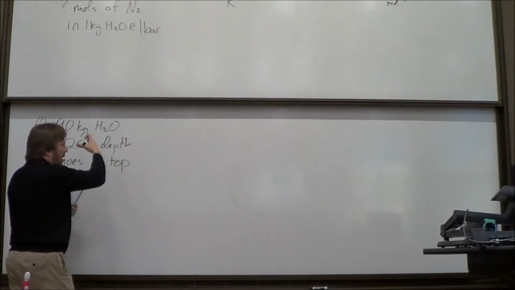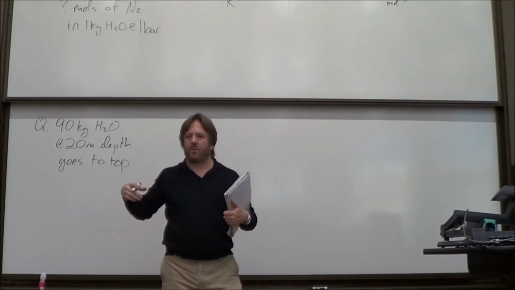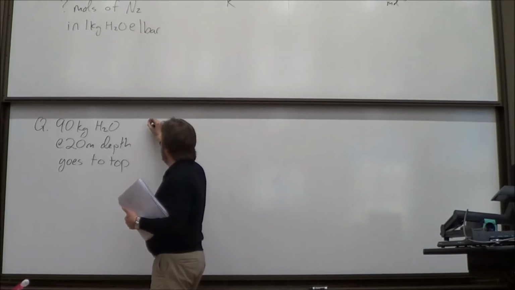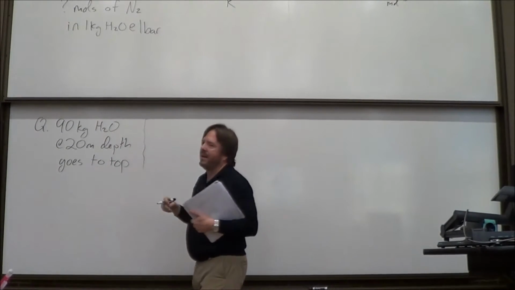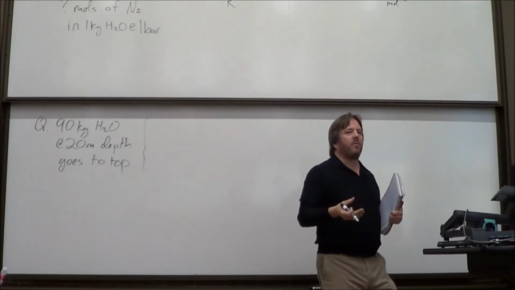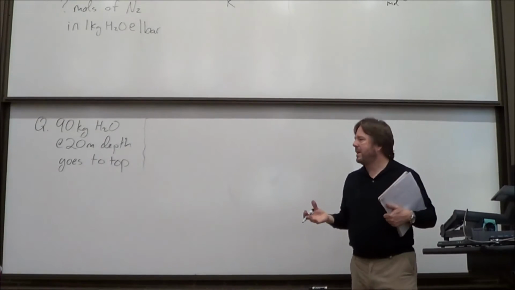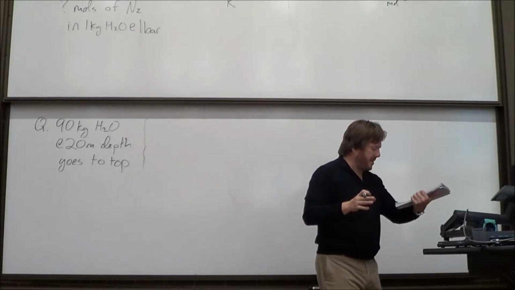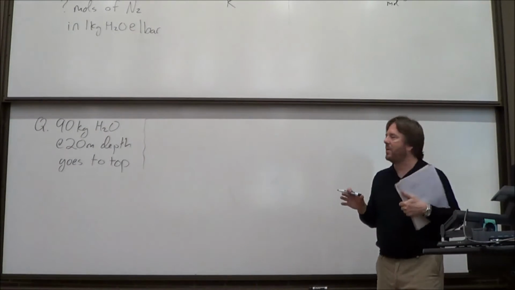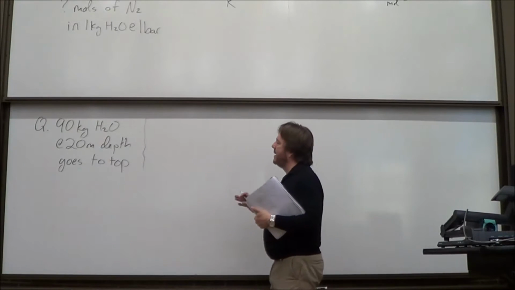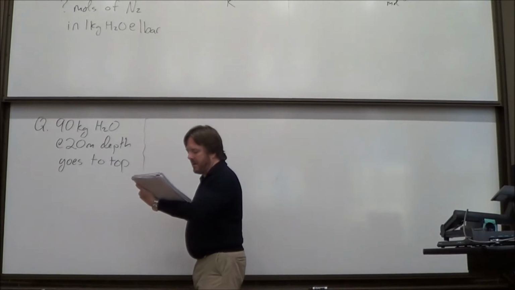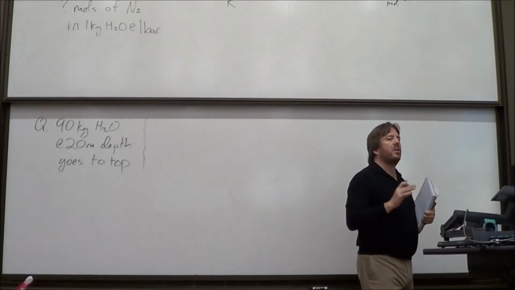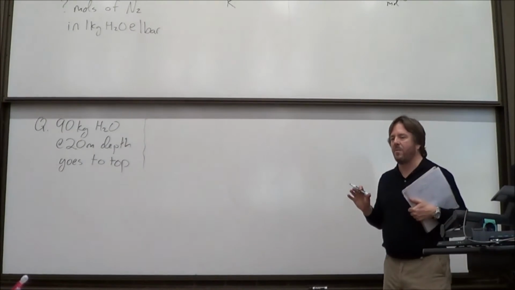Again, sorry that I'm not writing this very nicely. I just don't have room. I keep writing a bunch of stuff. So let me say in words what I didn't write. This 90 kilogram sack of water is at 20 meters depth. I'll tell you what the pressure is. It's 3 atmospheres. This 90 kilogram sack of water is at 3 atmospheres, and it's going to go to the top. And I want to know how much nitrogen is released from the sack of water.